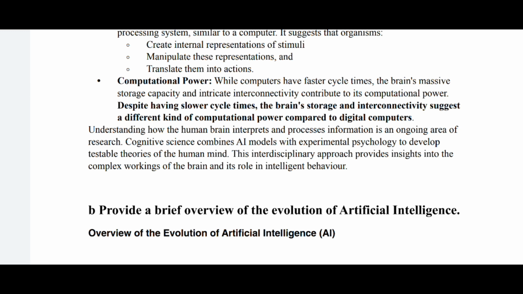Understanding how the human brain interprets and processes information is an ongoing area of research. Cognitive science combines AI models with experimental psychology to develop testable theories of the human mind. This interdisciplinary approach provides insights into the complex workings of the brain and its role in intelligent behavior. It is not that important.